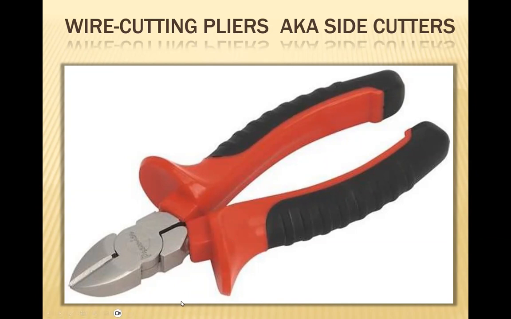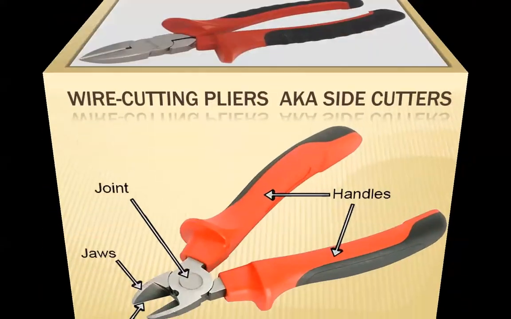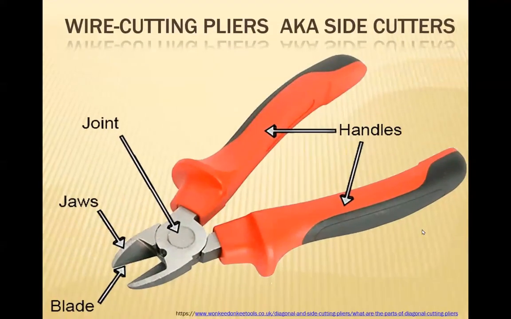So you're not uncomfortable during the labs. And so you use the proper tools for the proper job, so you can do the job properly. Let's look at the anatomy of the wire cutting pliers, or side cutters, or diagonal cutters.